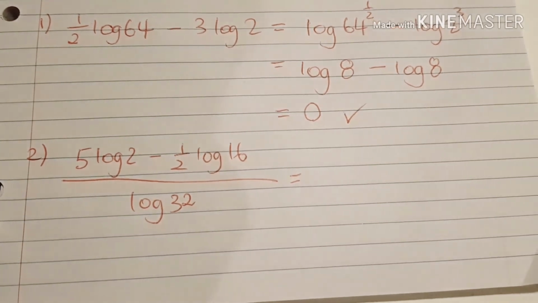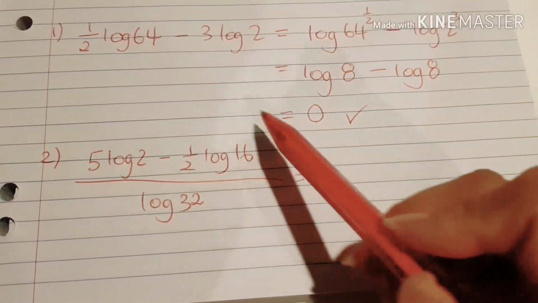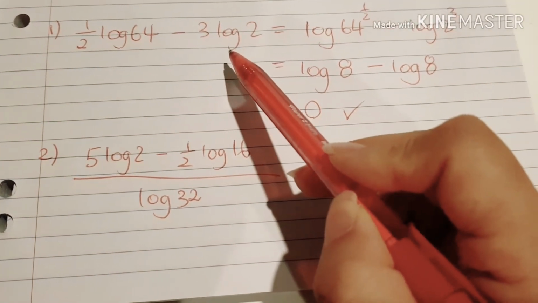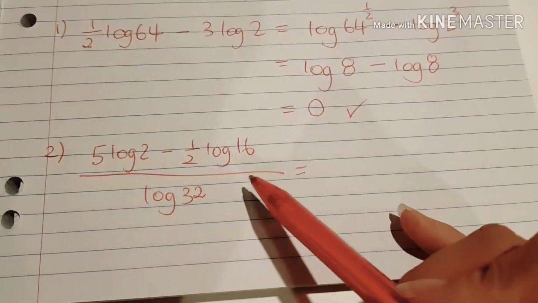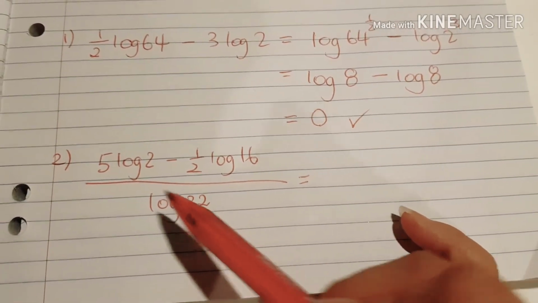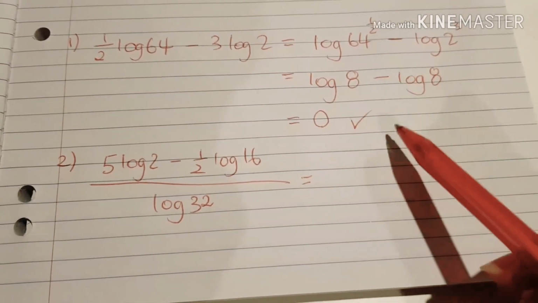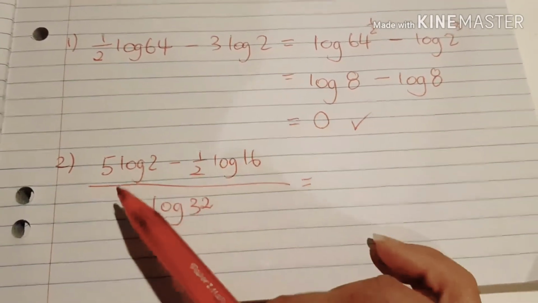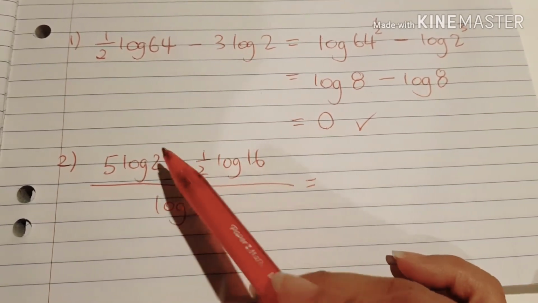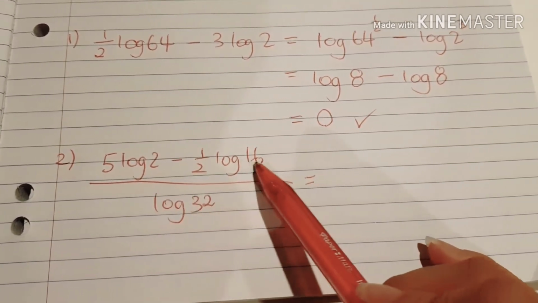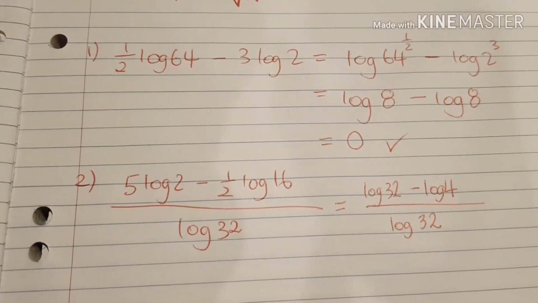This time I have a fraction. The top looks very similar to the first one, but then I need to divide everything by log 32. Firstly, I'm going to deal with the first one, like we have done at the top. I'm going to pull this up, 5 over there, half over there, and calculate it: 2 to the power 5, 16 to the power of a half.